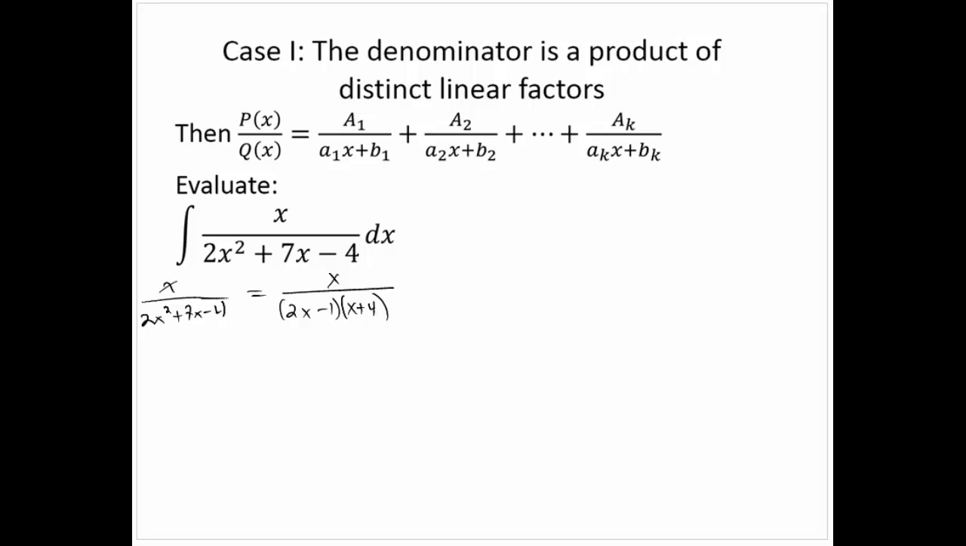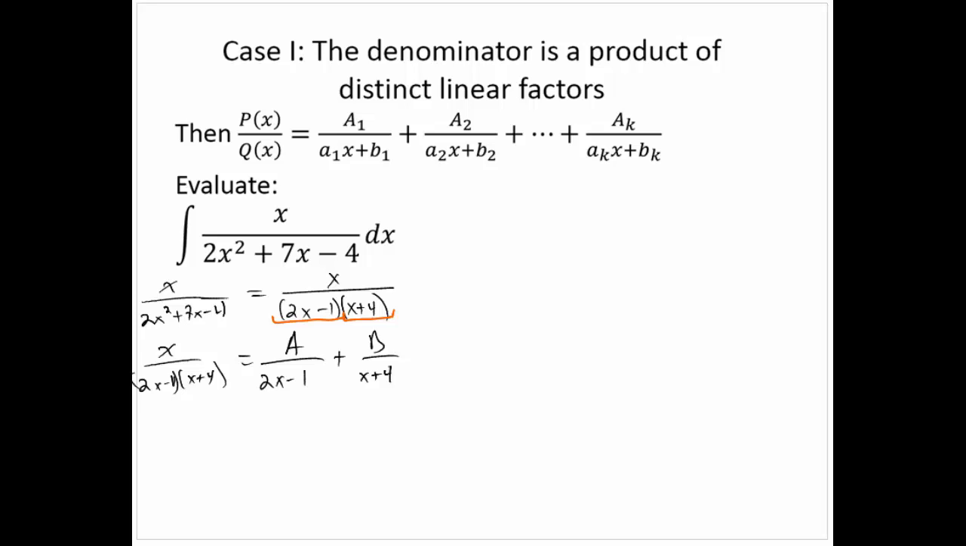Now, notice that these are both linear factors and they're distinct, they're different from each other. So what that means is I can write x over 2x minus 1 times x plus 4 as A over 2x minus 1 plus B over x plus 4. Now I have to figure out what's the appropriate A and B.